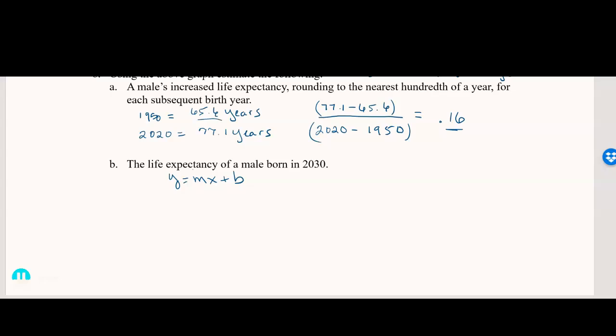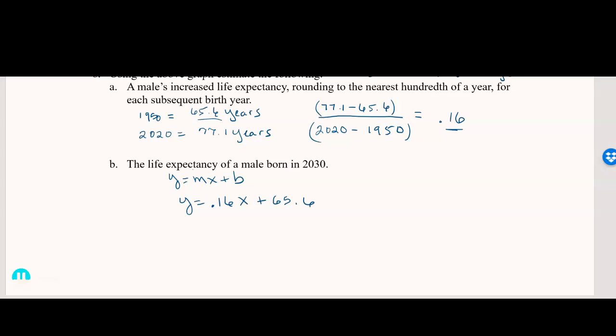So let me just show you. You don't even have to know that formula. But if I want to create a formula, I would say y equals 0.16 times x plus B, and the B is always going to be the very first year, the number that goes with that. So in this case, it would be 65.6. And don't worry, we'll do another problem after this just to reinforce this formula. But you always take what you found here for the average increase, you put that in front of x. The number that goes here is the very first number we have on the chart.